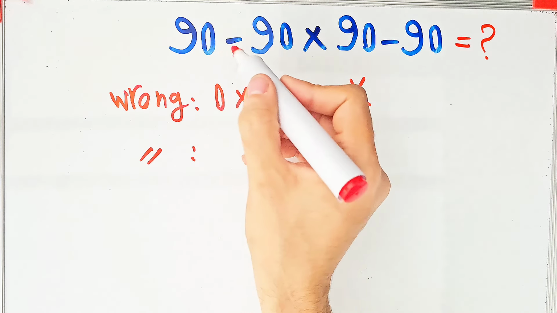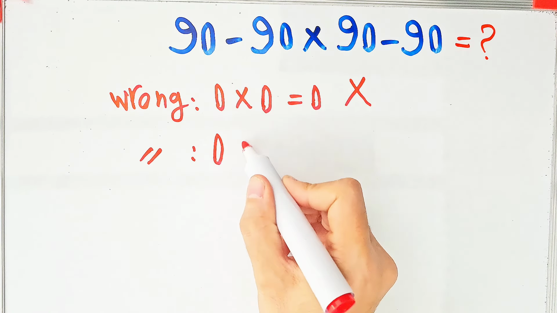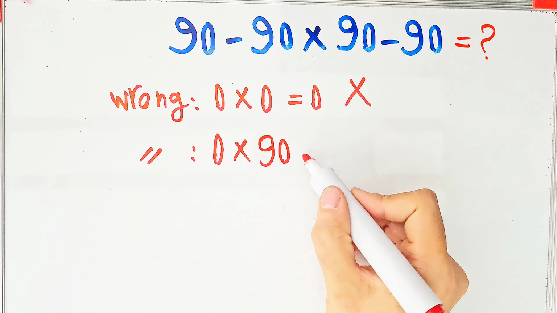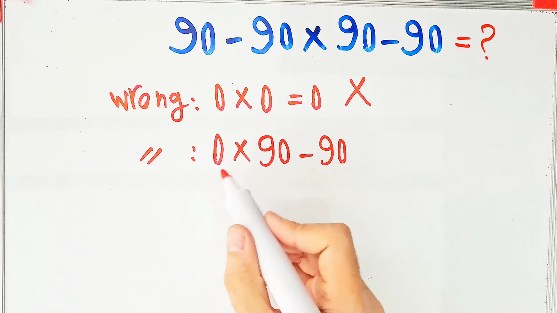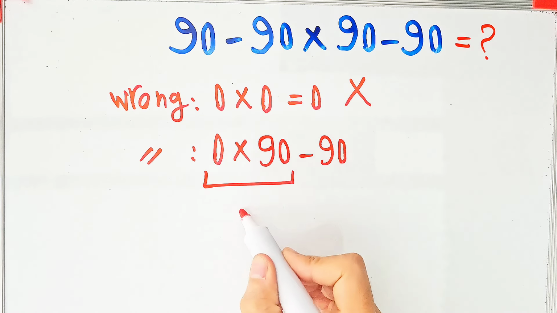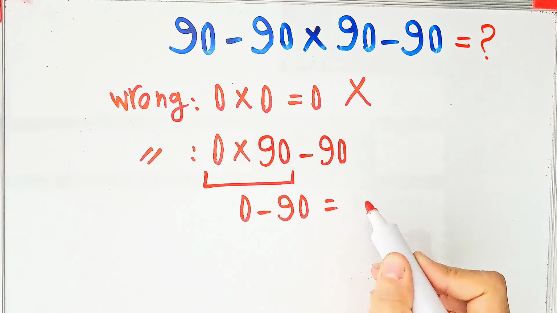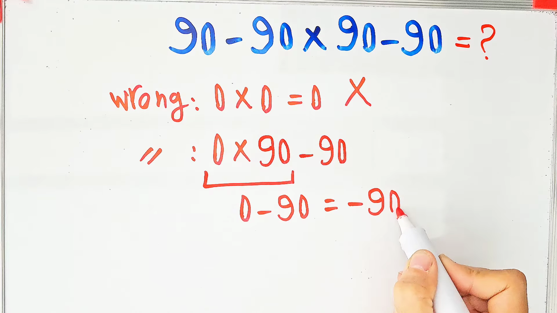Again, some people solve this question like this. 90 minus 90 equals 0, then times 90 minus 90. 0 times 90 equals 0, and 0 minus 90 equals negative 90. But this answer is definitely wrong.